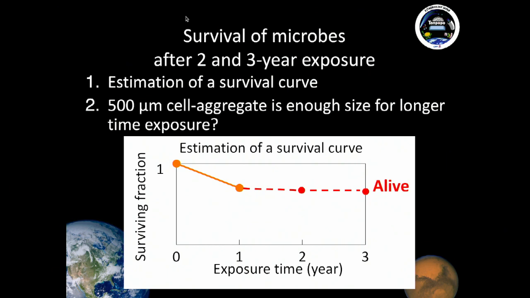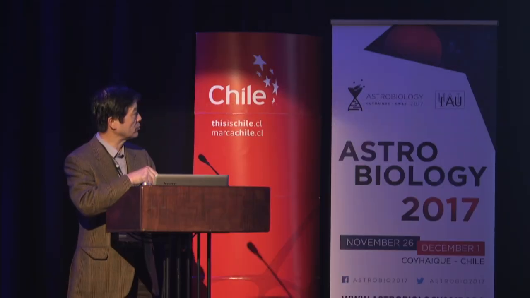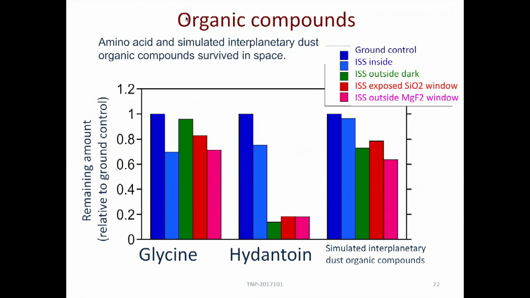This is the result of the organic compounds. We have exposed the organic compounds of glycine survived after the exposure, and the simulated interplanetary dust organic compounds survived for long. But hydantoin was disappeared even under the surface.